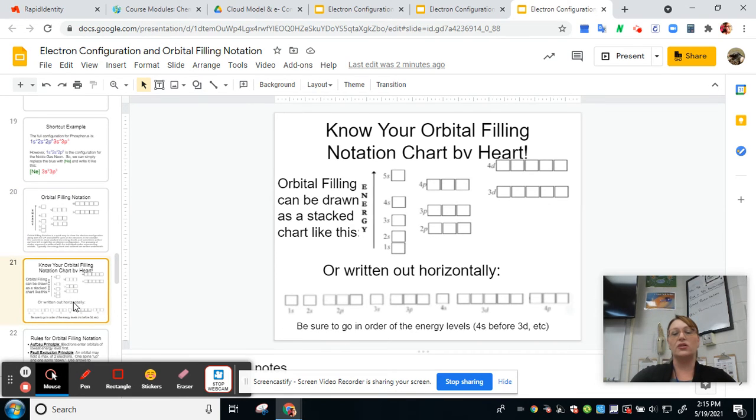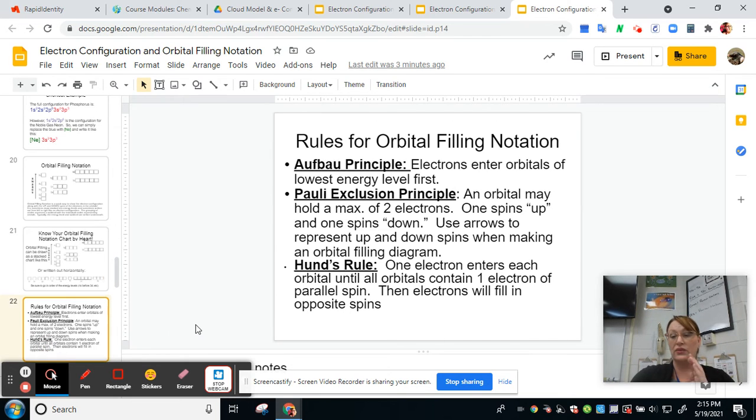Okay, and what we're going to do is fill in the chart. Now, I could write this out horizontally, but I'll need to do it in the exact same order that I wrote the electron configuration. So this is the more vertical, stacked up looking way, and then left to right here is it written out horizontally in order of energy levels. So here are the rules for filling in these orbital filling diagrams, okay?